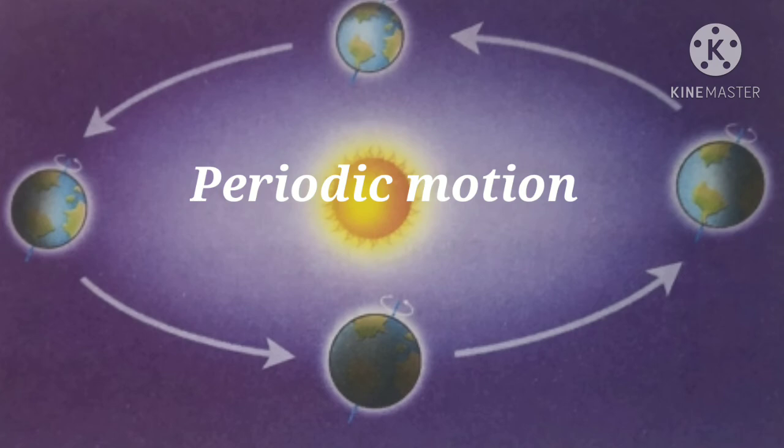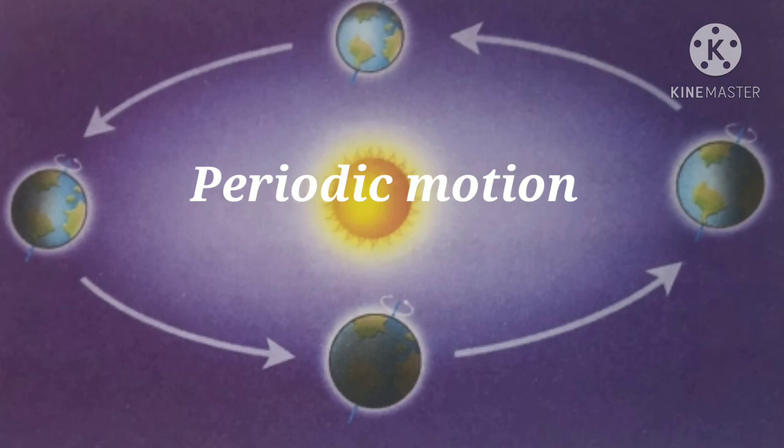Let us see about periodic motion. Motion that repeats itself in fixed time intervals is called periodic motion. I repeat, motion that repeats itself in a fixed time interval is called periodic motion. The hands of a clock have a periodic motion.